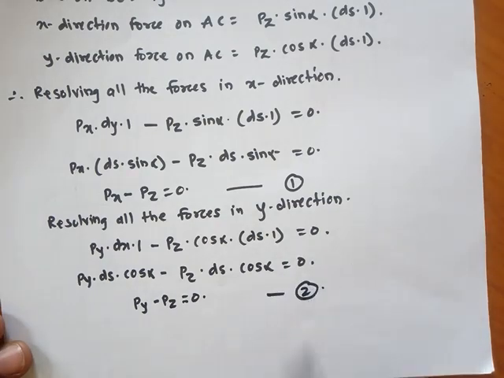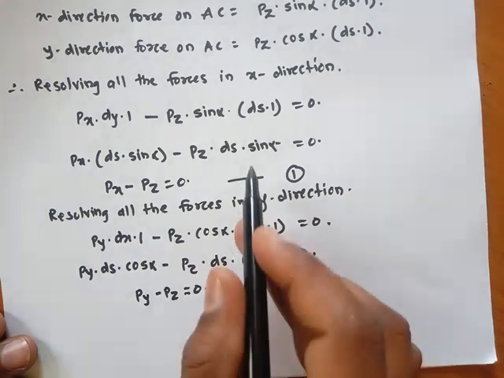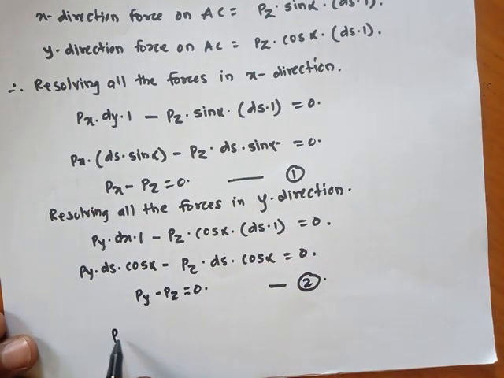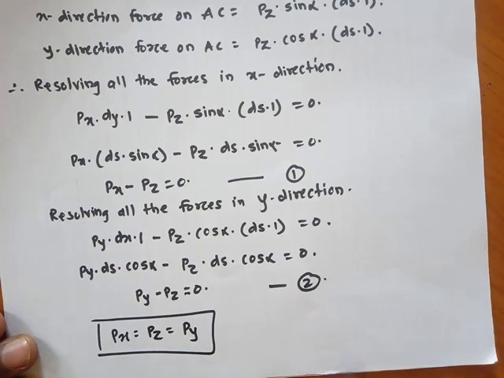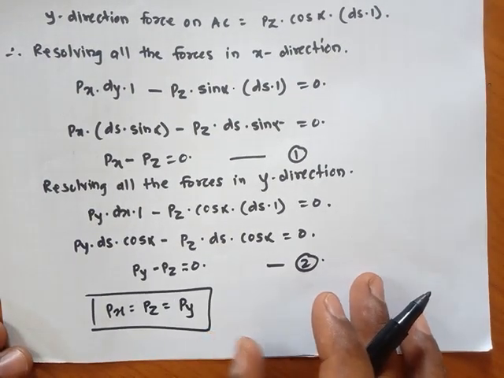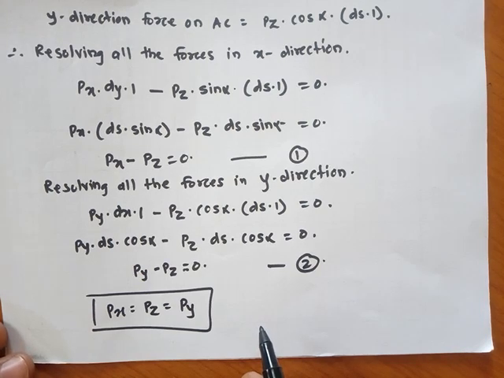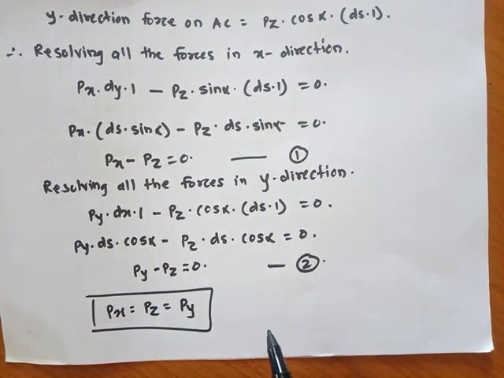This is equation 2. Now if we simplify equations 1 and 2, we have Px is equal to Pz is equal to Py. This formula indicates that in static condition, pressure or intensity of pressure is equal in all directions of the fluid element. Thank you.